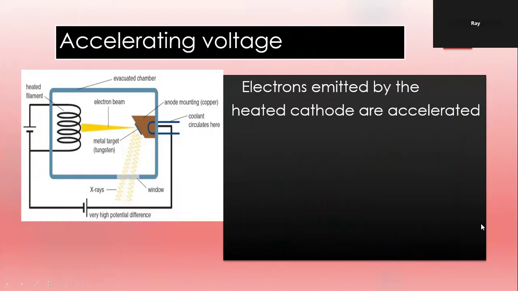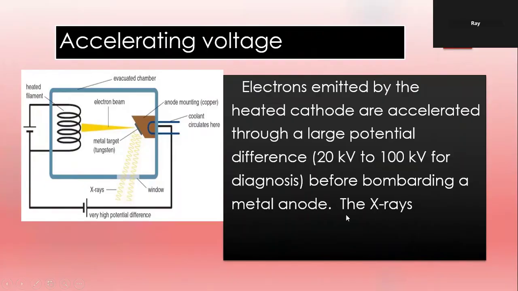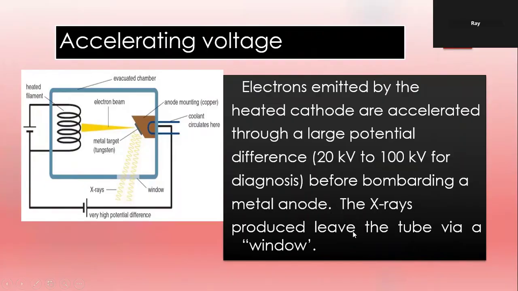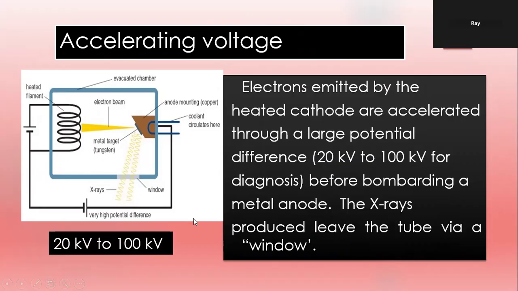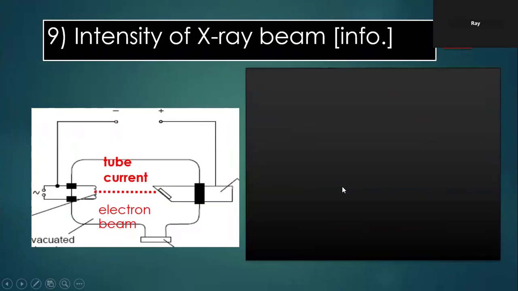Electrons emitted by the heated cathode are accelerated through a large potential difference of between 20 kilovolt to 100 kilovolt for diagnosis before bombarding a metal anode. The X-rays produced leave the tube via a window. It's going out from the window. This is for information.